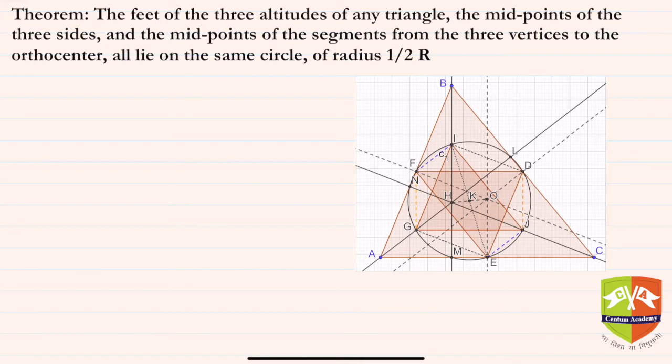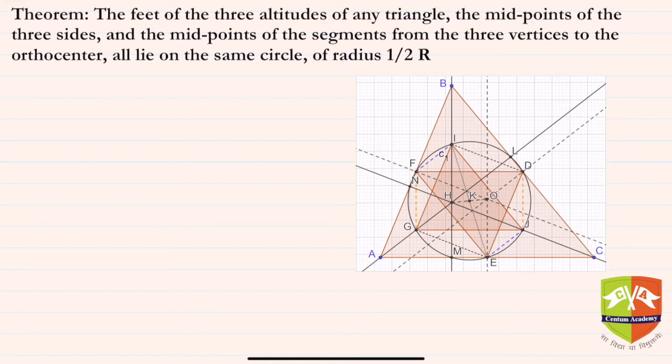We saw that in the previous session, and in this session we are going to find out the relationship between the radius of this 9-point circle and the circumradius of the given triangle ABC. And we have to prove that the radius of the 9-point circle is half the circumradius of the triangle ABC. Let's try and prove this in this session.